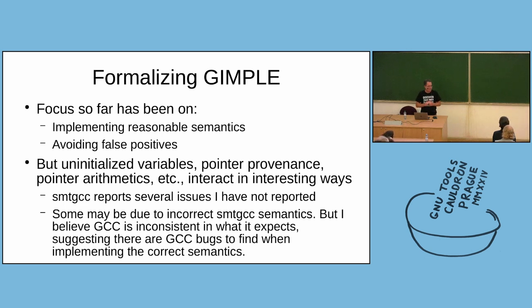And I have not been able to find a semantics that is reasonable for all passes and does not have false positives. So I have some things that I'm pretty sure are wrong. I have not reported them yet because I'm not certain my semantics is correct. But I'm convinced GCC is inconsistent in how it does stuff. So I'm pretty sure there are bugs here. I just need to find the correct semantics. So again, I will start discussing these kinds of things on the mailing list when I'm back home.